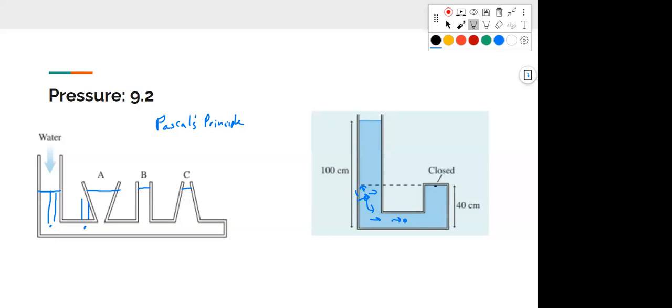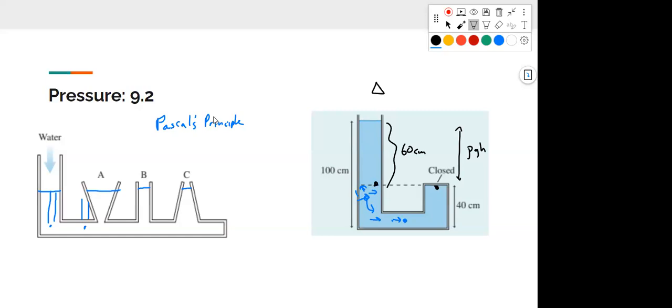So if we wanted to find the pressure at the top of this closed pipe that's completely filled with water, we would just think of it as being at the same pressure as a point at a similar height with water above it. So we would just do our rho GH to get the pressure here, or the gauge pressure, I should say. And since this is 100 and this is 40, this is 60 centimeters.